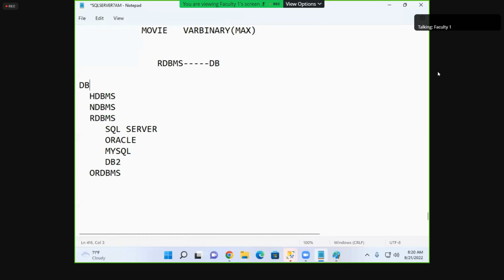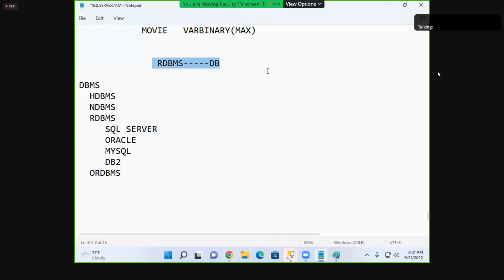Now see, these are the different types of DBMS. Like you go to a bank and ask, sir, how do you maintain the database? Then what do they say? By using DBMS. Which DBMS? RDBMS. Which RDBMS? SQL Server. Understood or not? DBMS, which type of DBMS? RDBMS. Which RDBMS? SQL Server.